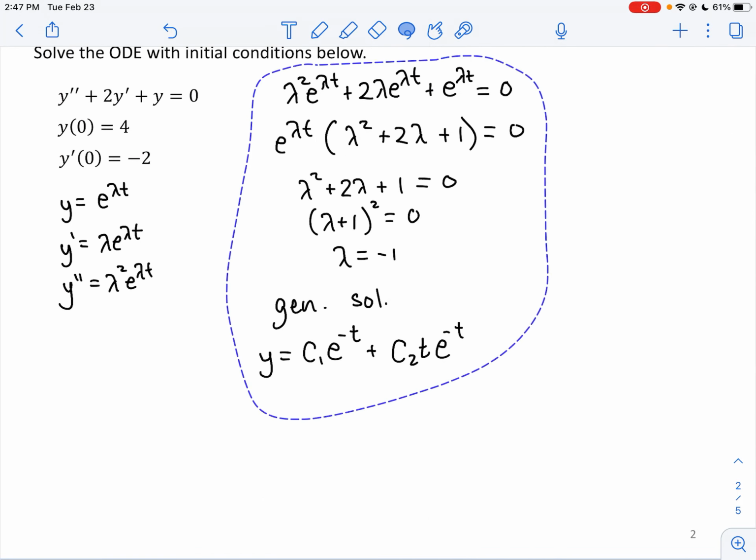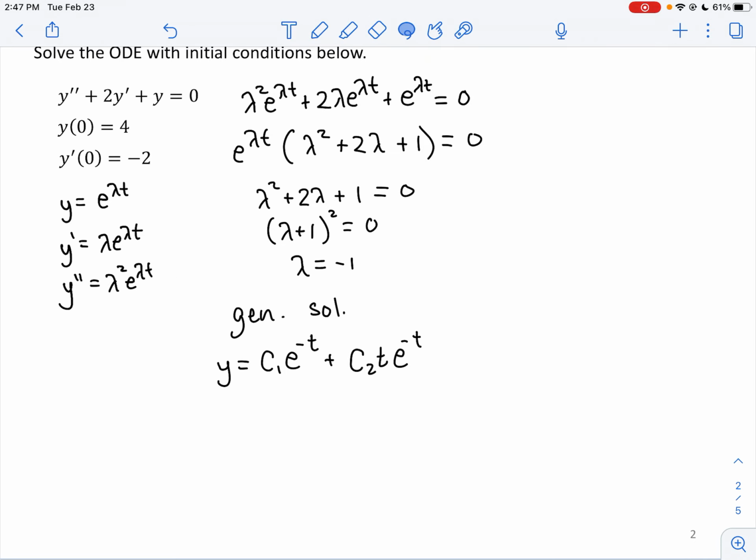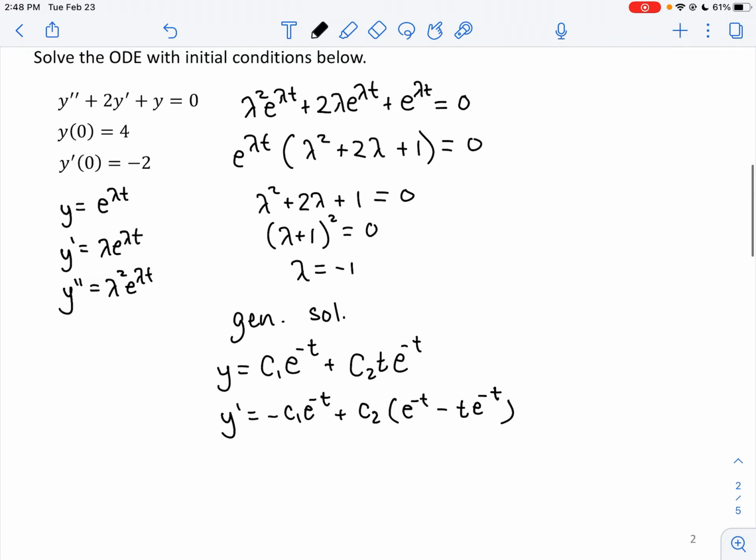Okay, so now we have a general solution. The next thing I'm going to do is find the first derivative. The first derivative will be negative c1 e to the negative t. And for this next one, we're going to have to do a product rule, c2 times, and then do the product rule to differentiate this. So we have the derivative of t, which is 1, times the second, plus the first, which is t, times the derivative of e to the negative t, which is e to the negative t times the negative 1. So I'm going to make that a subtraction. And here is our y and our y prime.